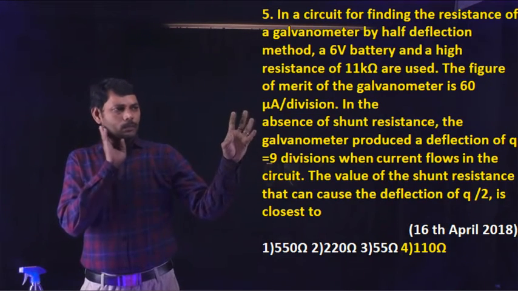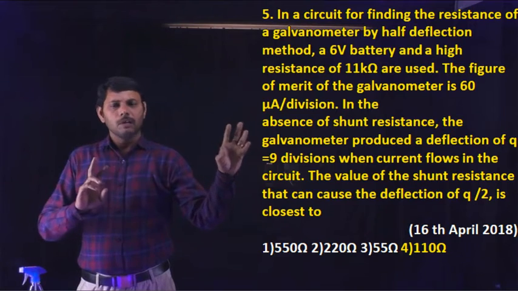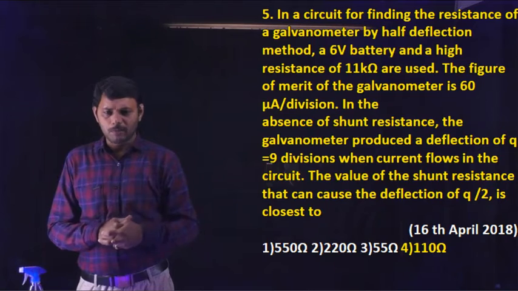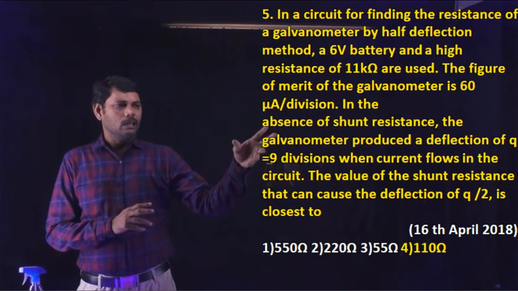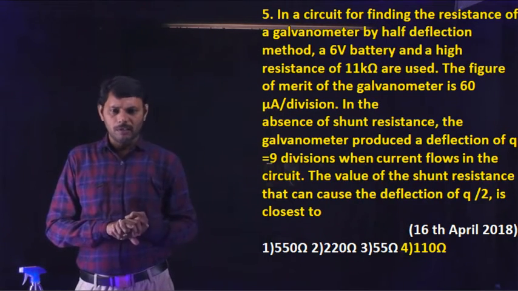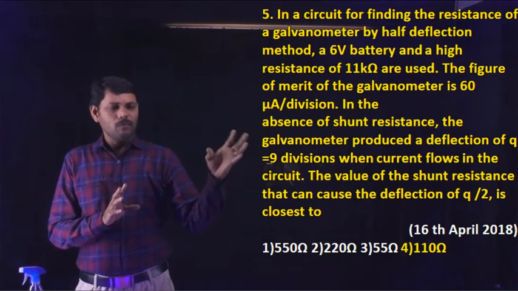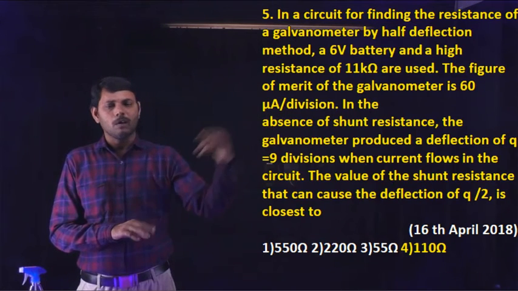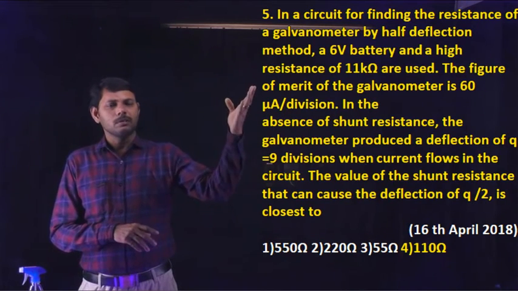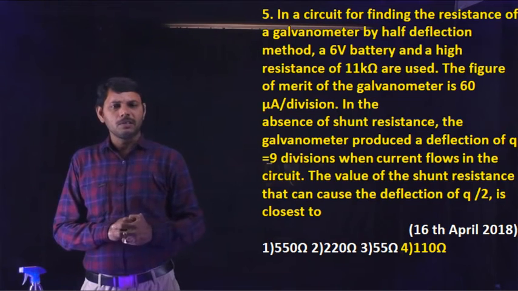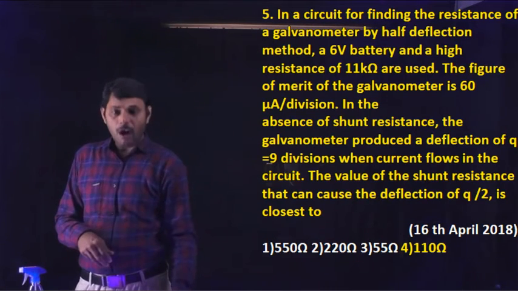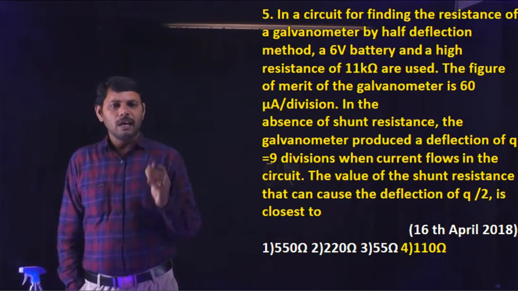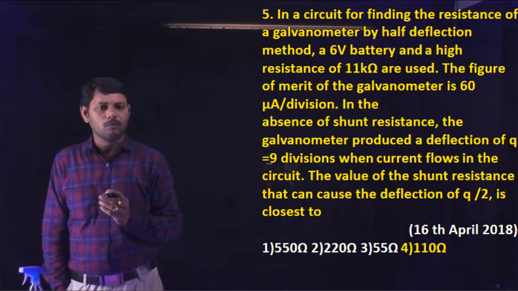This problem belongs to the half deflection method. Already we explained the derivation for the half deflection method, but this is a numerical on the basis of it. In recent years, half deflection method problems are given frequently. So let us come to this problem. In a circuit for finding the resistance of a galvanometer by the half deflection method, a 6 volt battery and a high resistance of 11 kilo ohm are used.